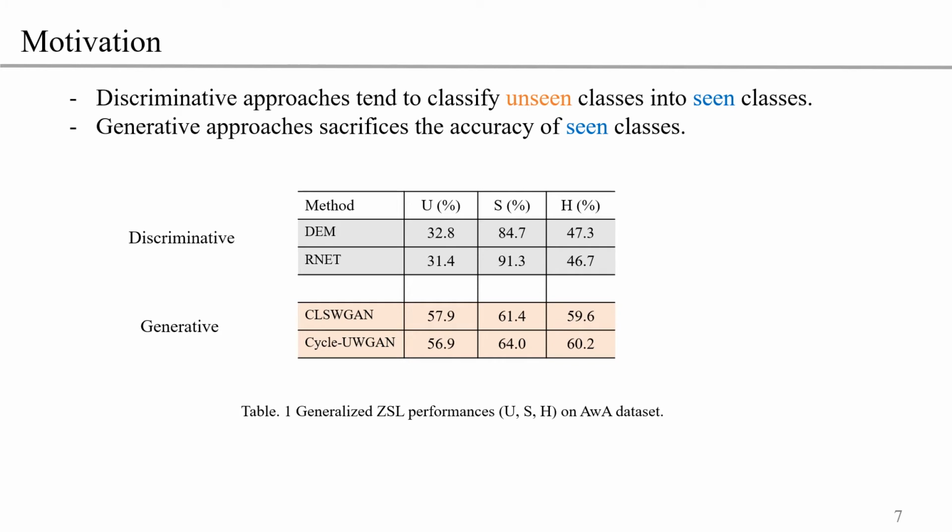However, both methods have some limitations. As you see, the discriminative approaches DEM and RNet achieve high accuracy on seen classes and poor performance on unseen classes. These approaches tend to classify unseen classes into seen classes. Although generative methods improve the performance on unseen classes, they sacrifice the accuracy of seen classes.